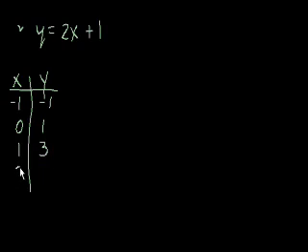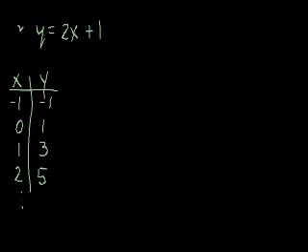If x was 2, then I think you get the idea here. y would be 5. And we could keep on going. Obviously, there are an infinite number of x's we could choose, and we could pick a corresponding y. So now you see we have a little table that gives the relationships between x and y. And what we could do now is actually graph those points on a coordinate axis.